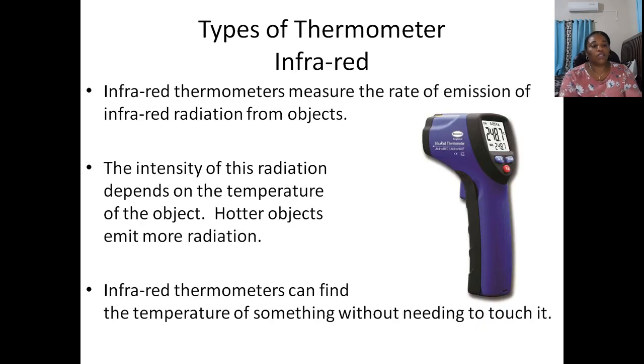Infrared thermometers measure the rate of emission of infrared radiation from objects. The intensity of this radiation depends on the temperature of the object. Hotter objects emit more radiation. Infrared thermometers can find the temperature of something without even touching that object.